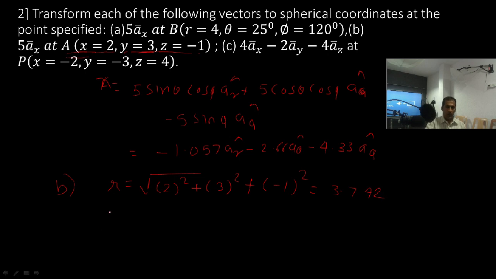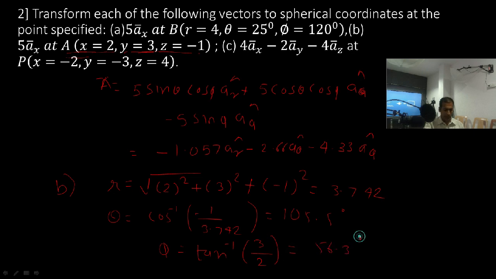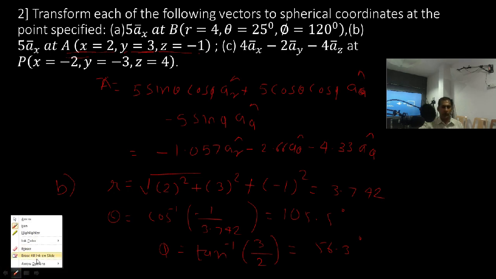3.742. The same way as we did in the last example, theta will be equal to cos inverse of minus 1 by 3.742. If we solve this, it will be 105.5 degrees. So phi we can solve by using tan inverse, where x is 2 and y is 3. If we solve this, we will get 56.3 degrees. Now if we keep these values in the whole vector equation, what will we get?